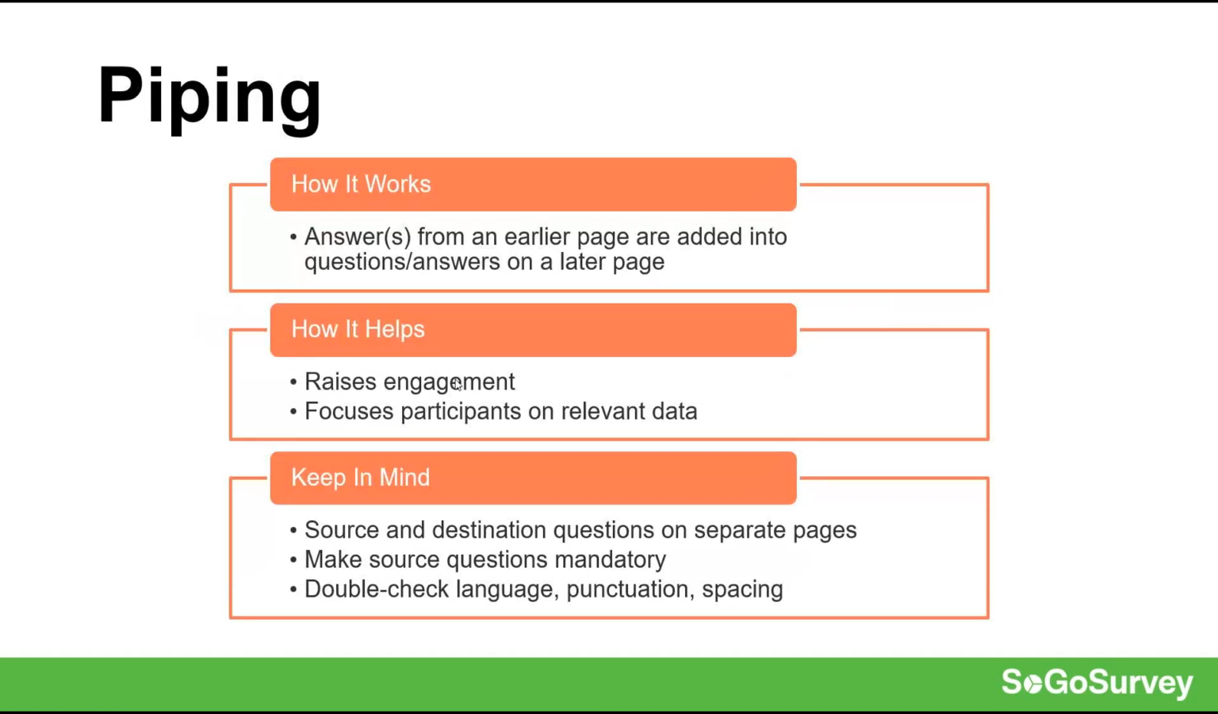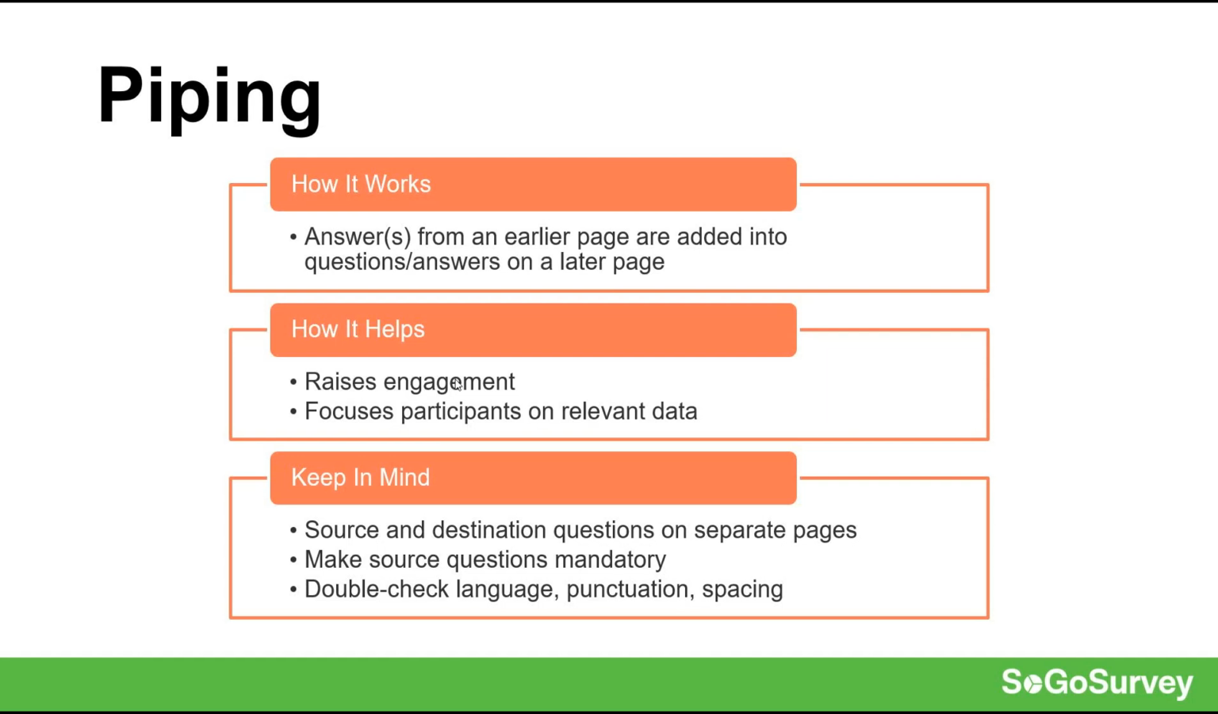The first feature we're going to be talking about is piping. How piping works is that it takes answers that participants enter from previous pages or an earlier page, and it will take that information and fill it into questions or answers on a later page. I actually have 2 examples that we will take a look at once we switch over to the platform. How it helps is that since it's providing them with relevant data based upon how they answered choices from previous pages, it helps raise engagement and it helps them focus on relevant data.